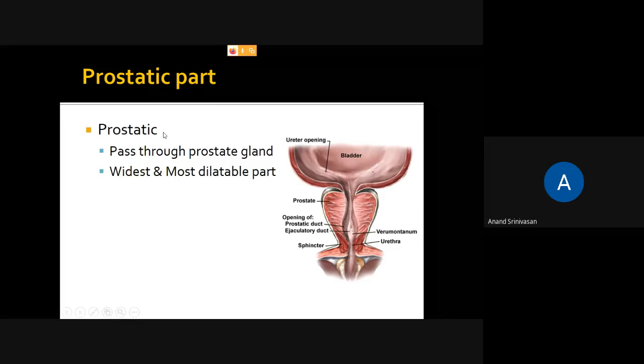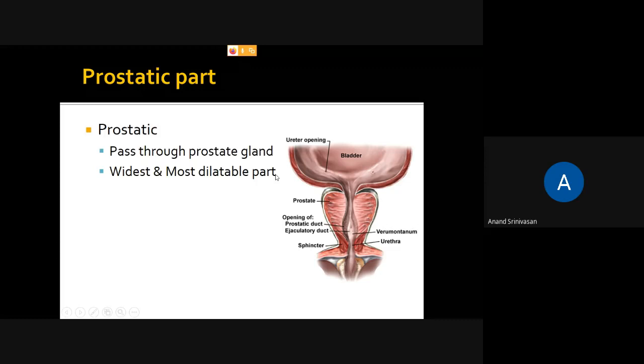Now let's see each one of these parts in detail. The prostatic part of the urethra will be passing through the prostate gland. You can see below the bladder there is a prostate gland, just below the internal urethral meatus, in the bladder neck. So the urethra passes through the prostate gland, and this part of the urethra is called the prostatic urethra. It is the widest and most dilatable part of the urethra.